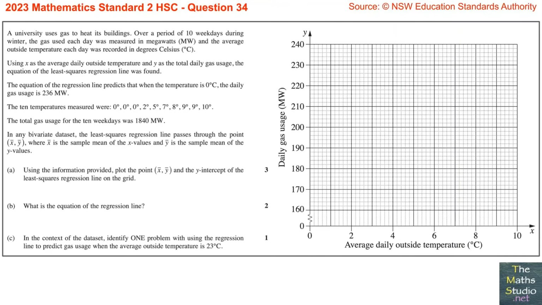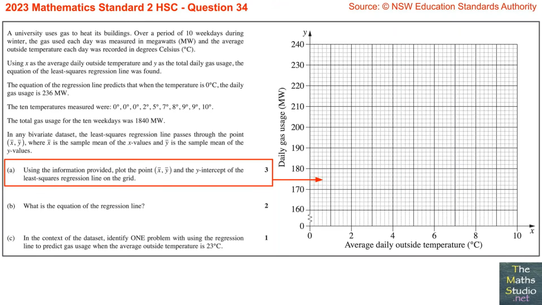The equation of the regression line predicts that when the temperature is 0 degrees Celsius, the daily gas usage is 236 megawatts. The 10 temperatures measured were 0, 0, 0, 2, 5, 7, 8, 9, 9, and 10 degrees. The total gas usage for the 10 weekdays was 1,840 megawatts. In any bivariate dataset, the least squares regression line passes through the point x bar, y bar, where x bar is the sample mean of the x values and y bar is the sample mean of the y values.